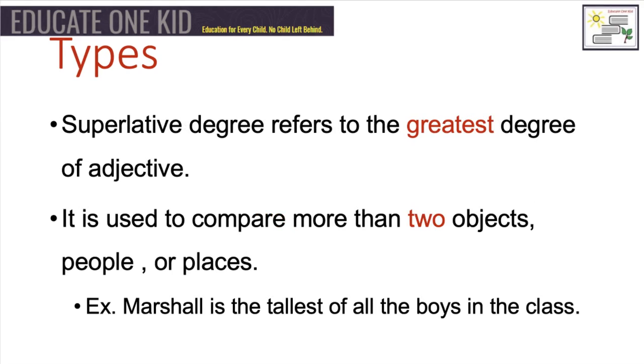Superlative degree refers to the greatest degree of adjective. It is used to compare more than two objects, people, or places. Marshall is the tallest of all the boys in the class. Here we are comparing Marshall to all the boys of the class.